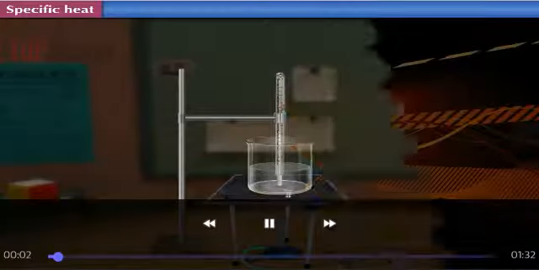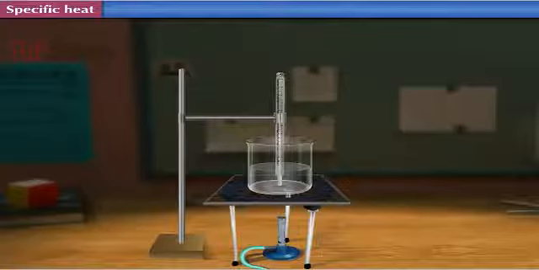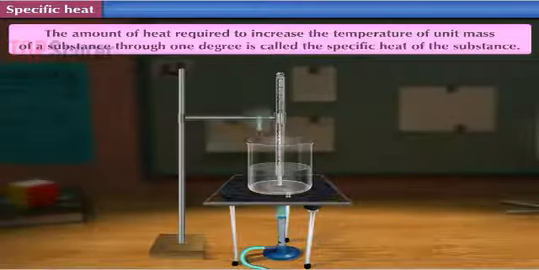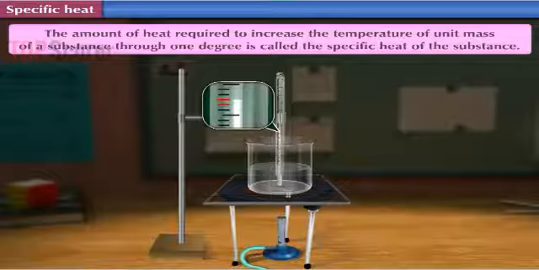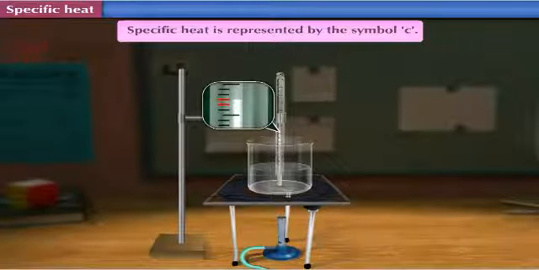Specific heat. Let us understand what is specific heat. The amount of heat required to increase the temperature of unit mass of a substance through 1 degree is called the specific heat of the substance. It is represented by the symbol C.